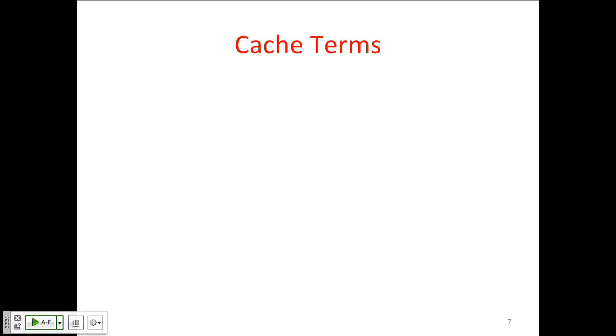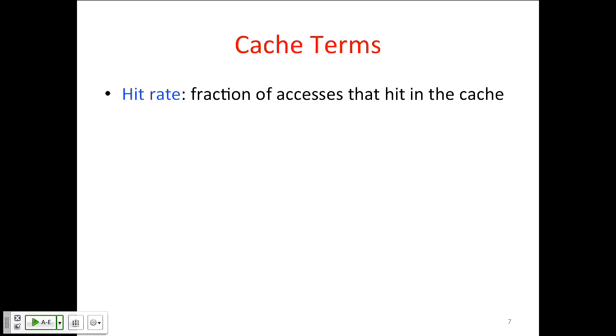So let me introduce some cache terms. You've seen enough cache stuff to get these terms now, I think. So a hit rate is the fraction of accesses that hit in the cache. This is the fraction of load and store instructions or instruction fetches that actually hit in the cache. So it's the ratio of the number of hits divided by the number of total accesses of whatever kind. That's the hit rate. The miss rate is just the opposite, 1 minus the hit rate. It's what fraction of accesses missed in the cache out of all the accesses made to that cache.